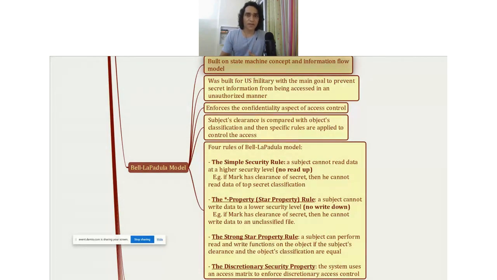Like I had said earlier, it was built for the US military with the main goal to prevent secret information from being accessed in an unauthorized manner. And then it enforces the confidentiality aspect of access control. And how does it do that? It does that by checking the subject's clearance level against the object's classification level, and then it applies certain rules.